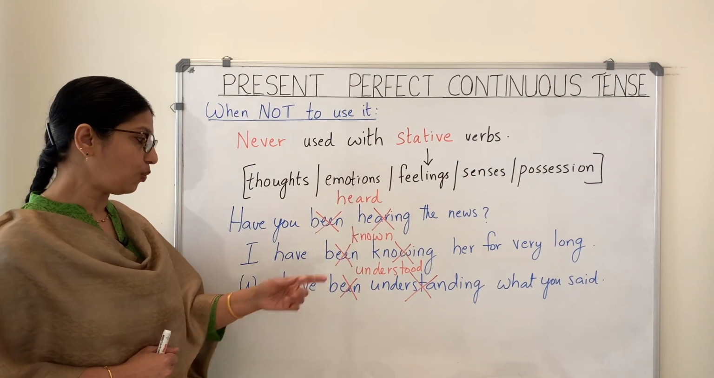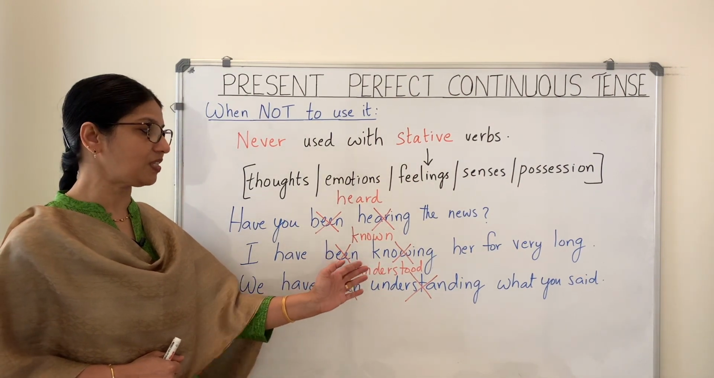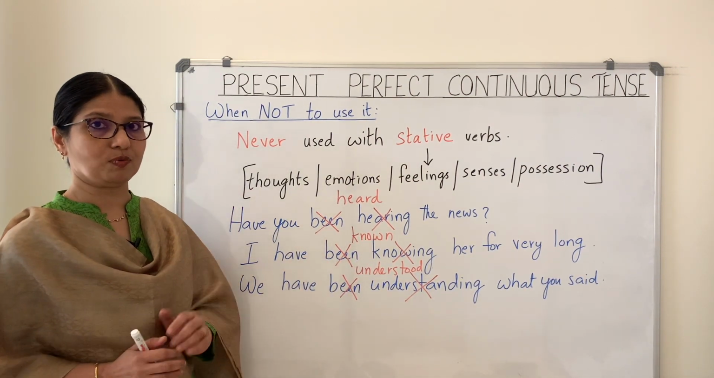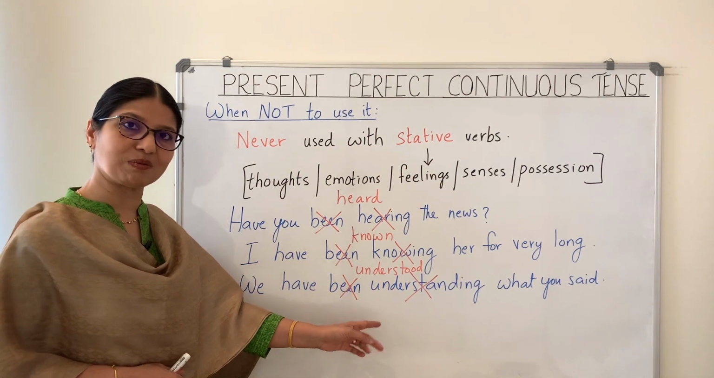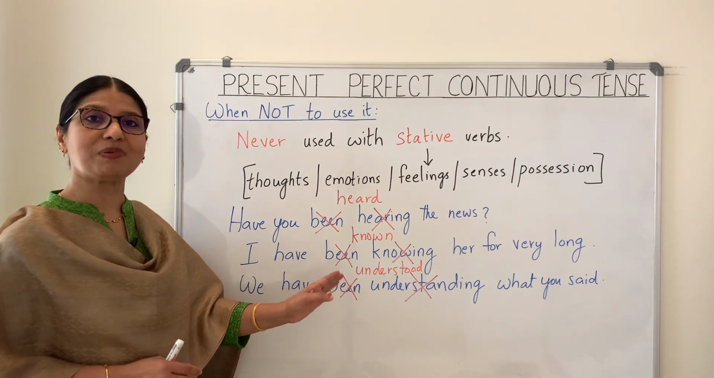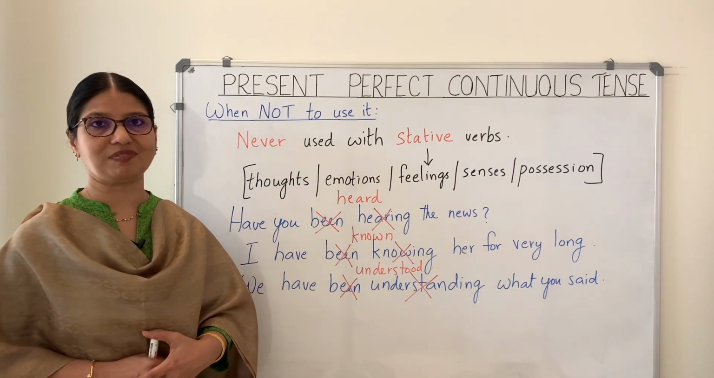The third one, we have been understanding what you said. So this is again something which is related to a mental process. So we cannot use the ing form here. Instead, we use the past participle because we use the present perfect simple. We have understood what you have said.